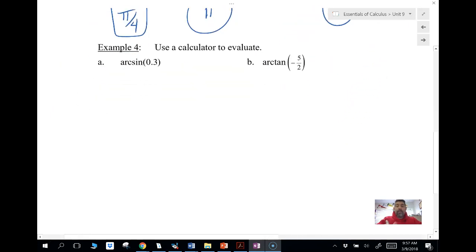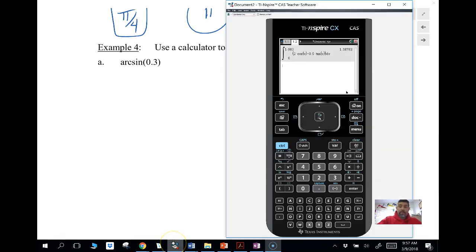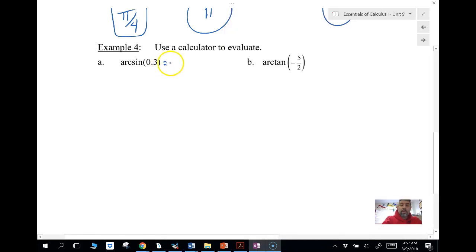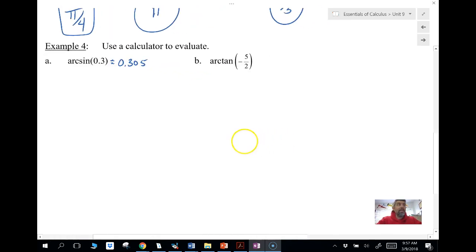All right, so let's use a calculator to evaluate these. I'm going to pull up my calculator here. I have a TI Inspire. So here I'm going to go to Trig, and this is my inverse sine. It's got a little -1, a different way to write it. And we're going to do 0.3. Boom, enter, 0.304. Okay, so we're going to write that as 0.305. Bam, that's all you got to do for that.